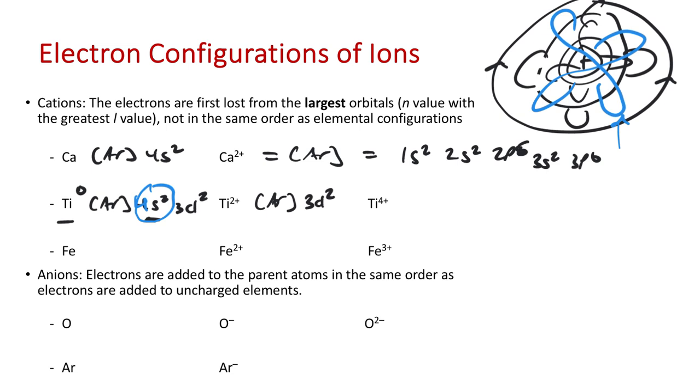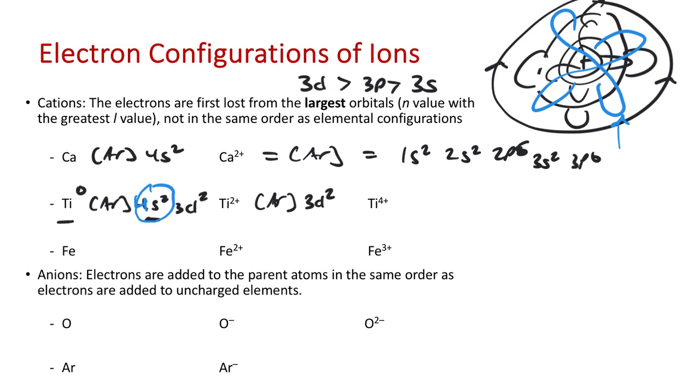So the way we lose electrons from atoms to make cations is we lose them from the largest orbitals, and the largest orbital is always going to be the one with the biggest n, and then if you have multiple orbitals at the same n value, the one with the greatest L value. So in other words, a d orbital is bigger than a p orbital, and a p orbital is bigger than an s orbital within a given shell. And so to write that out, that would mean that a 3d is bigger than a 3p is bigger than a 3s.